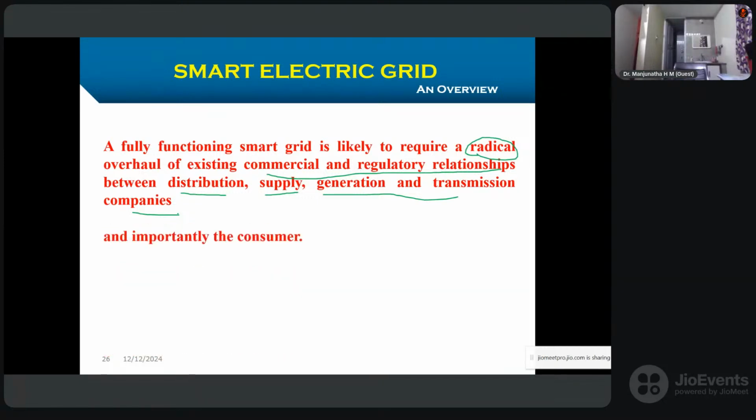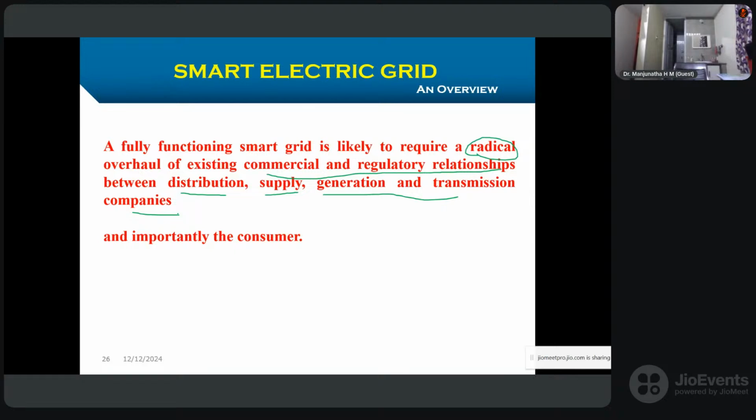And importantly, the consumer. Even now, if we just go to the villages, people are objecting to the digital meters. Forget about the smart meters. People are objecting to the digital meters. Now we have to move from the analog meters to the digital meters, and further from digital meters to the smart meters, right? And this can happen only when the consumer is able to accept these changes. So let's hope things will be realized very soon.